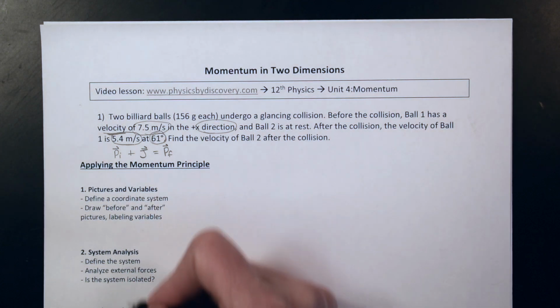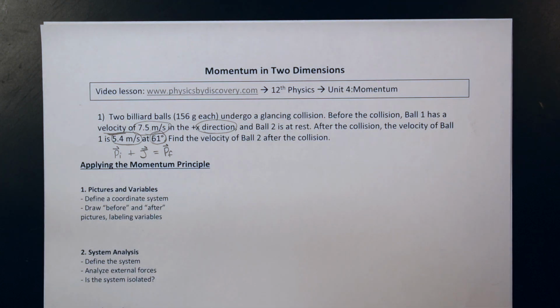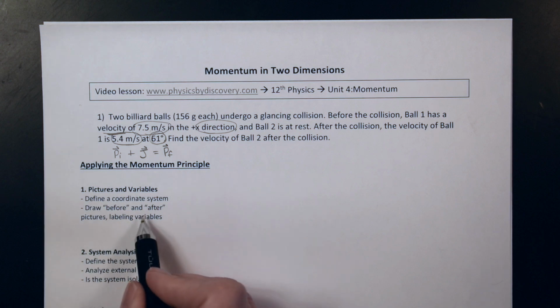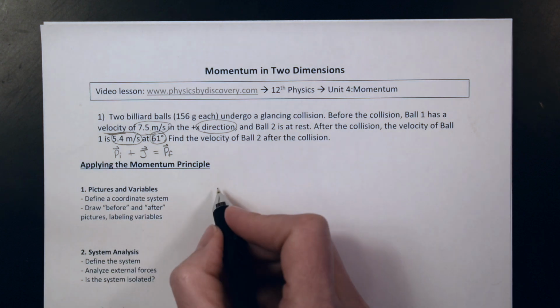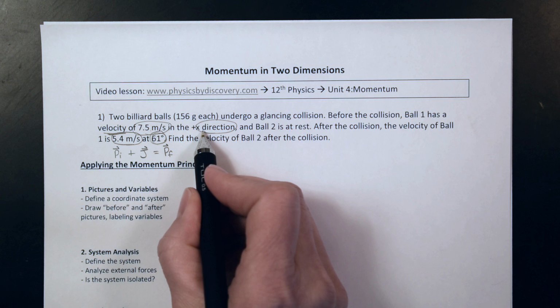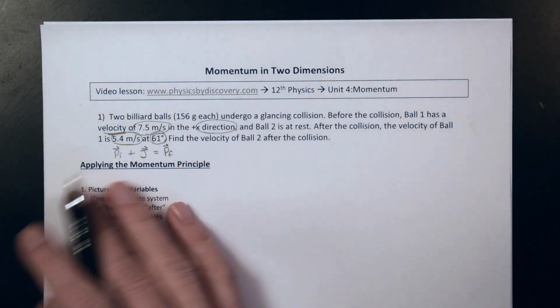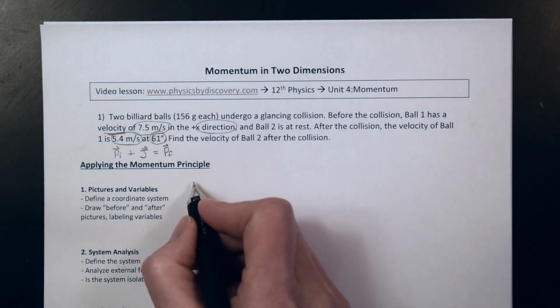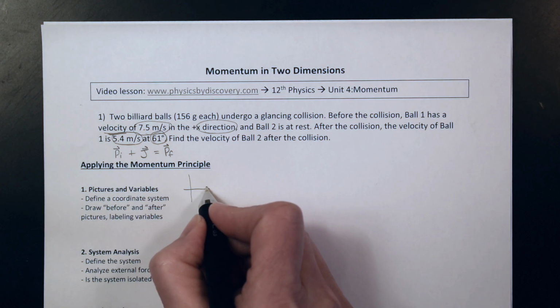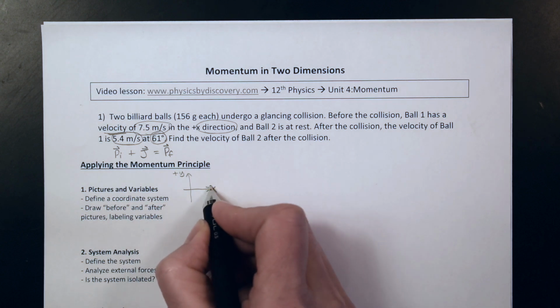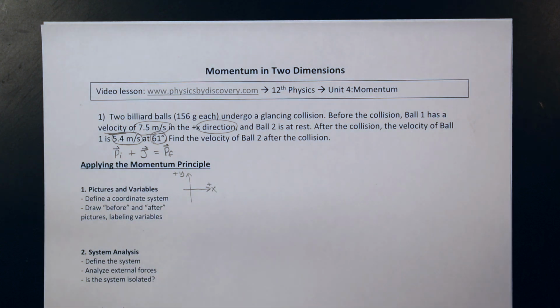We're going to follow these problem-solving steps in applying the momentum principle. So let's begin by defining a coordinate system and drawing the before and after pictures. So we have objects that are moving along a flat surface. We have two billiard balls. So this is going to be a bird's eye view in our pictures and our coordinate system. So I have my positive y direction and my positive x direction.